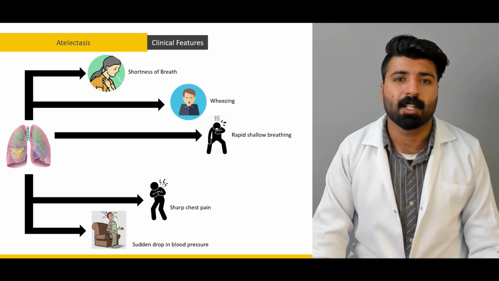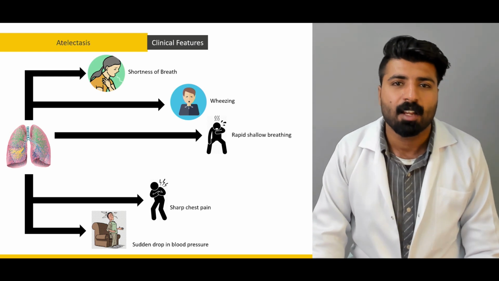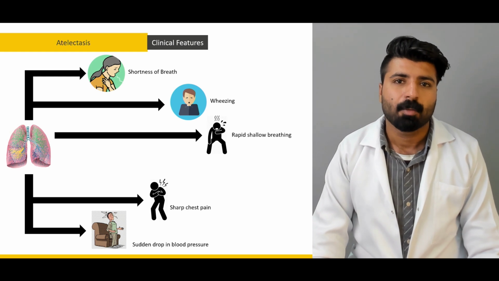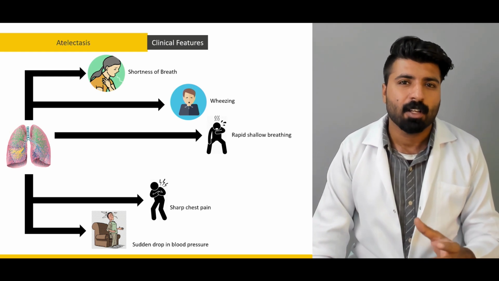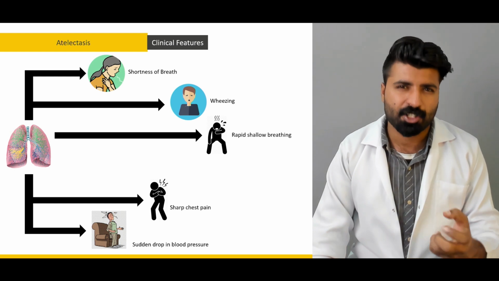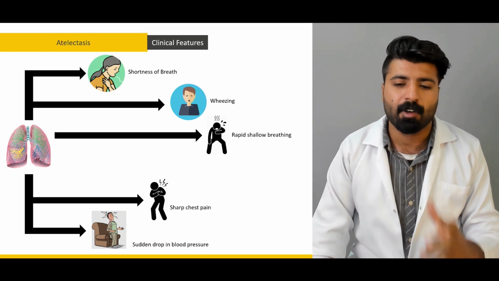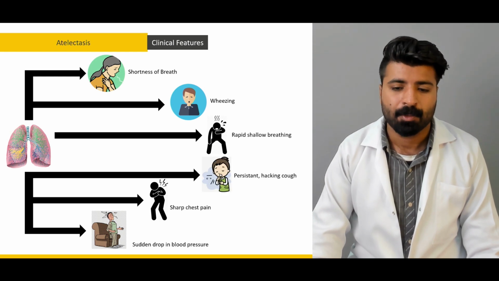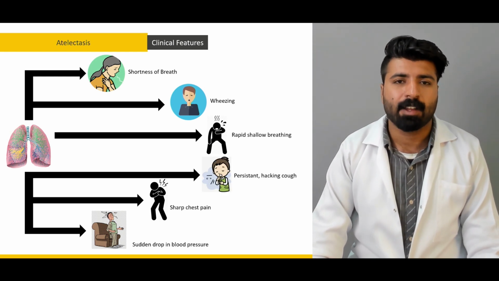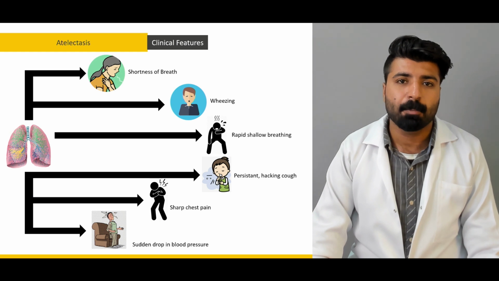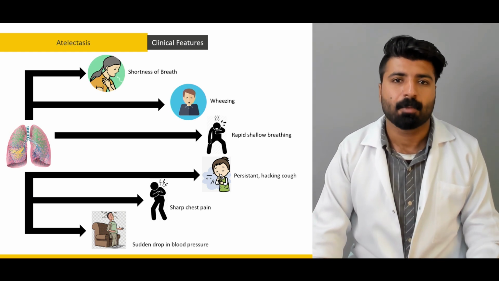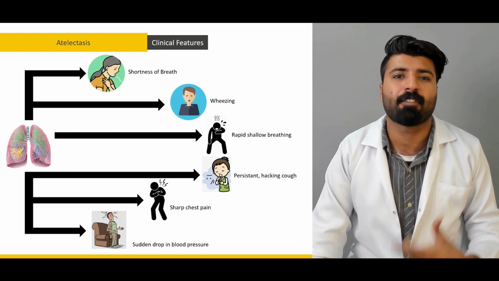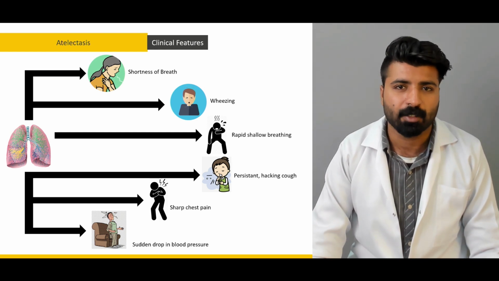Then there's sharp chest pain. That sharp chest pain arises at the exact point where atelectasis happened, because it's a very painful process. It's like something is crushing you from the inside. So there will be sharp chest pain inside the chest. Then comes a persistent hacking cough. The person will be persistently coughing, hackingly coughing, because he's not getting enough oxygen which is required for the body.